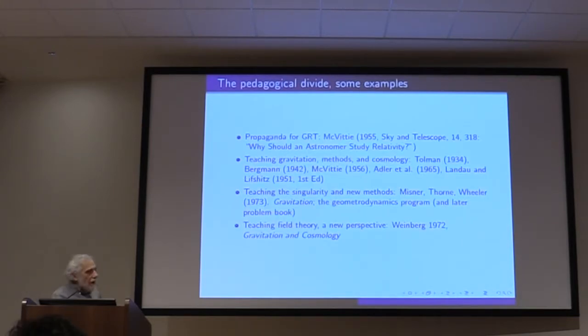Now, I wanted to point out also that there were pedagogical differences. After the war, and I'll concentrate on the period after the war because that's when the observations really began, those who were propagandizing for relativity in general were people like McVitie, who had come from traditional astronomy. McVitie was actually a celestial mechanician. He taught a course on mathematical astronomy and mathematical statistics at Illinois.